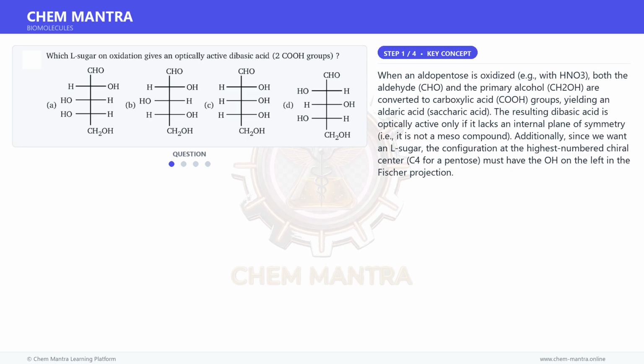When an aldopentose is oxidized, for example with HNO3, both the aldehyde, CHO, and the primary alcohol, CH2OH, are converted to carboxylic acid, COOH groups, yielding an aldaric acid, saccharic acid. The resulting dibasic acid is optically active only if it lacks an internal plane of symmetry, i.e., it is not a meso compound. Additionally, since we want an L sugar, the configuration at the highest numbered chiral center, C4 for a pentose, must have the OH on the left in the Fischer projection.